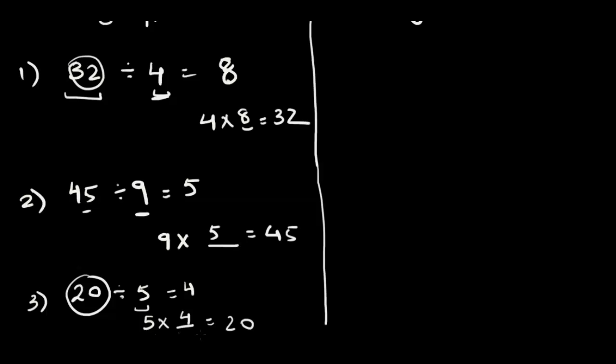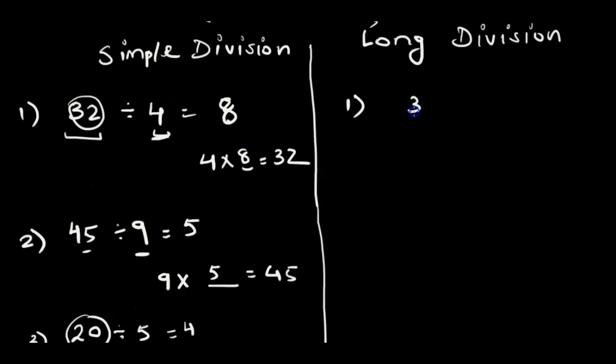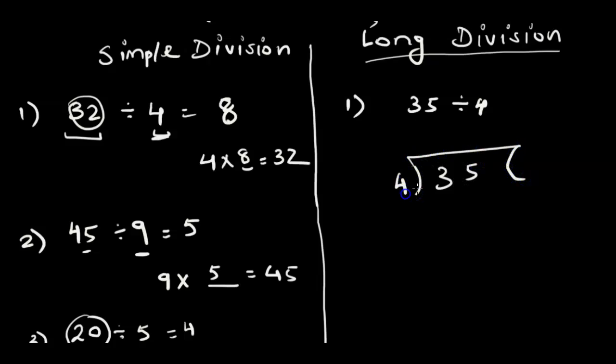We also need to know tables for long division, but what is the process of doing long division? Let's say we have to divide 35 by 4. We know that 35 does not come in the table of 4 as is, so we would do long division for this. We would write down the numbers vertically: 35 divided by 4. 4 comes outside, 35 comes inside the division bracket.